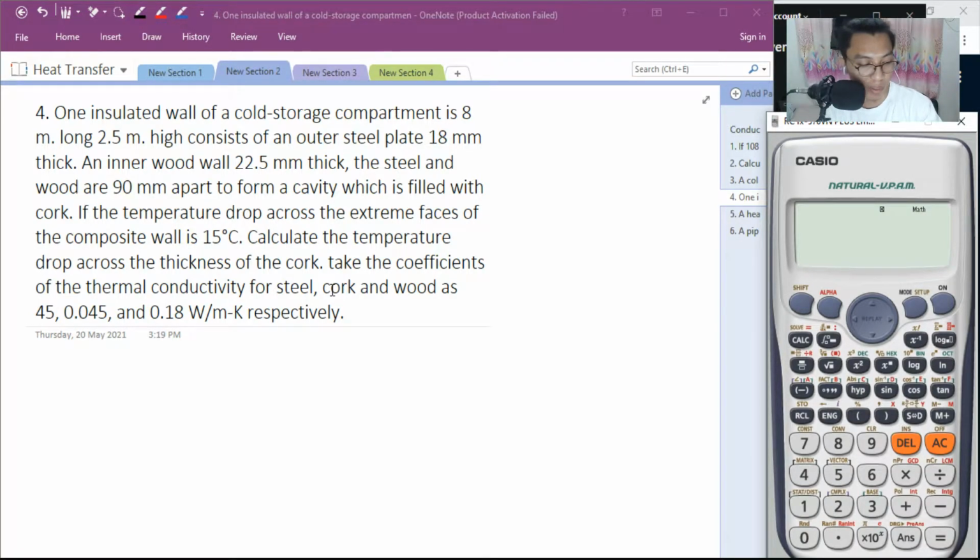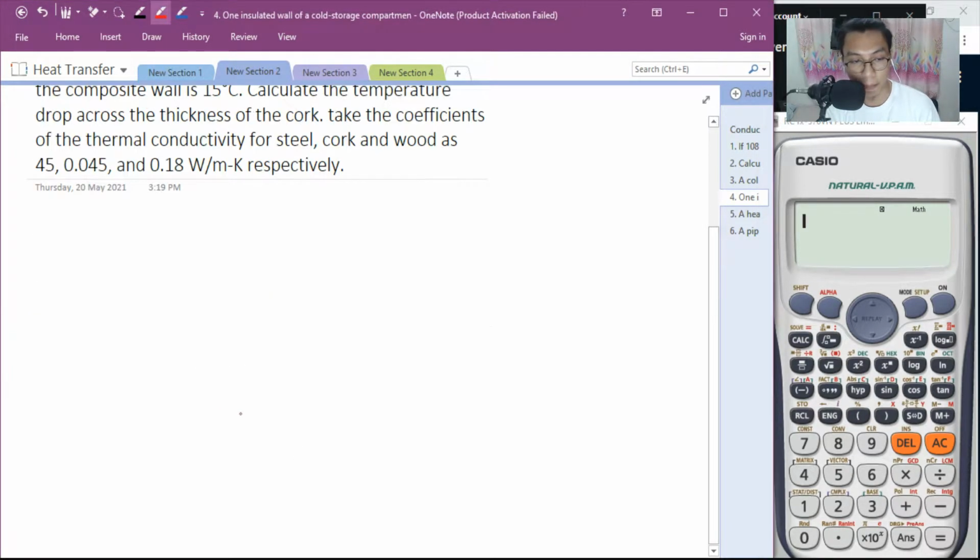Yung sa cork. So, what better way for us to understand it is to visualize it. Kailangan i-drawing natin sila. So, i-drawing natin. Ganito yan. So, sabi dito, meron kang outer steel, tapos meron kang cork, and then meron kang wood. Pangit ng drawing. Ayan.